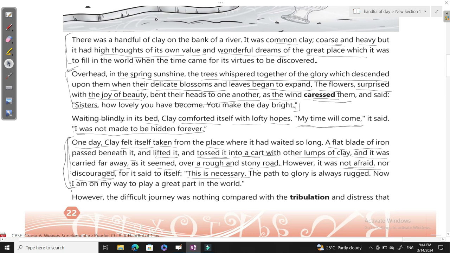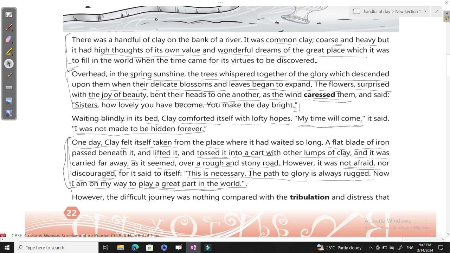So again, the thought will make this more meaningful. The path of glory is always rugged. Now I am on my way to play a great part in the world. Even the clay says that this is necessary, that I am going to get a change now in my life, and I am on my way now. So I am going to play a great part in the world now.